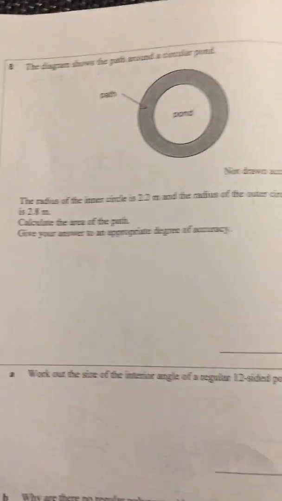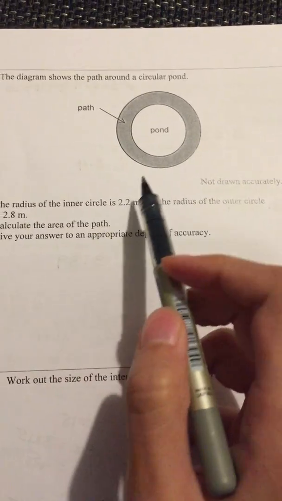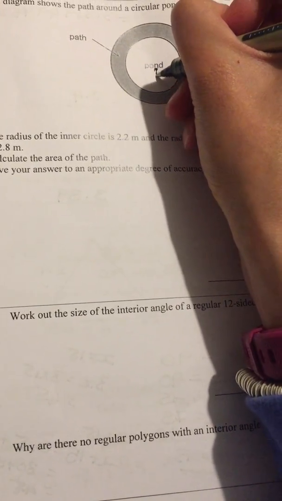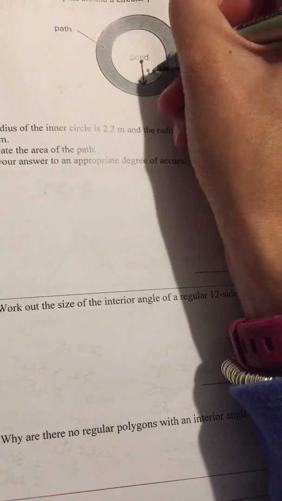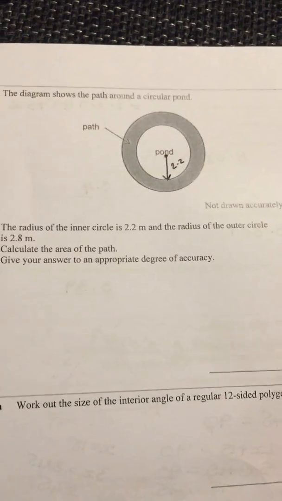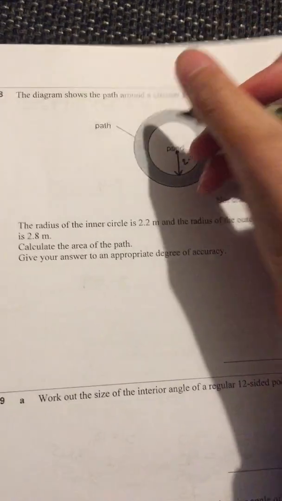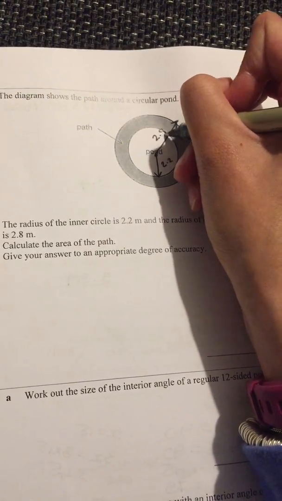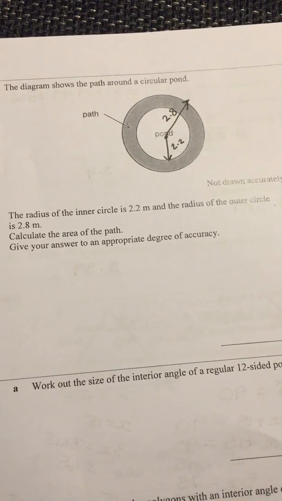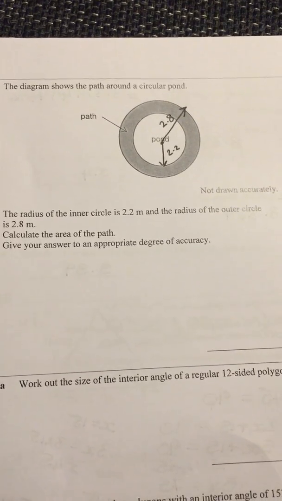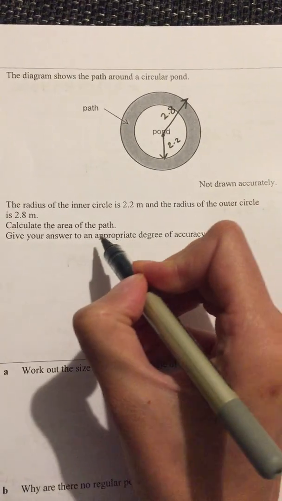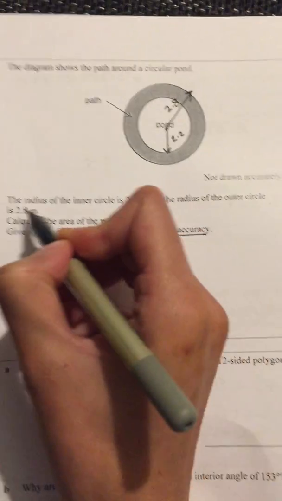Right, question 8. So it's to do with circles. The radius of the inner circle is 2.2. So this distance here is 2.2. Okay, the radius of the outer circle, so if I go from here to here, it's 2.8. Okay, calculate the area of the path. So the path is the shaded bit. It says give your answer to an appropriate degree of accuracy. Okay, and we're looking for area.